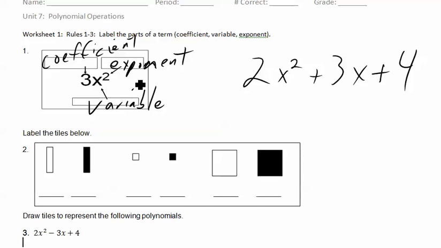All right, we also can show these different things with blocks or with tiles. These represent positive 1, negative 1. This represents positive x and negative x. This represents x squared and negative x squared.